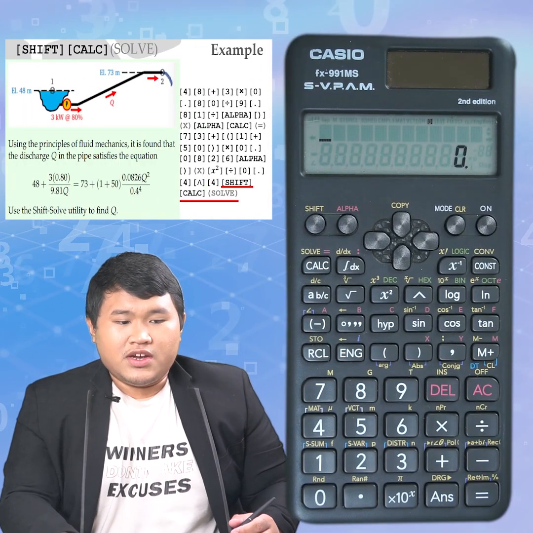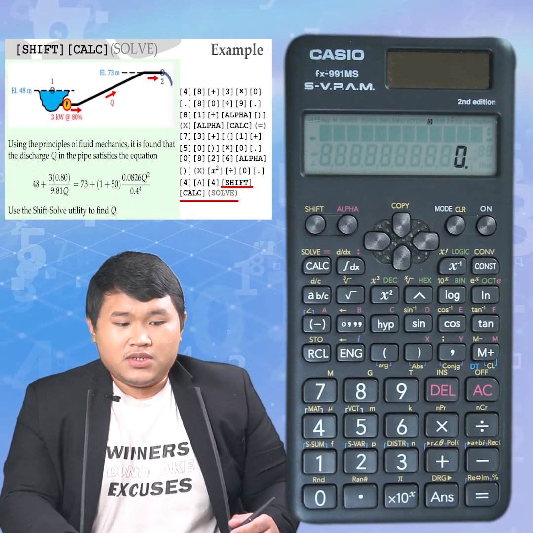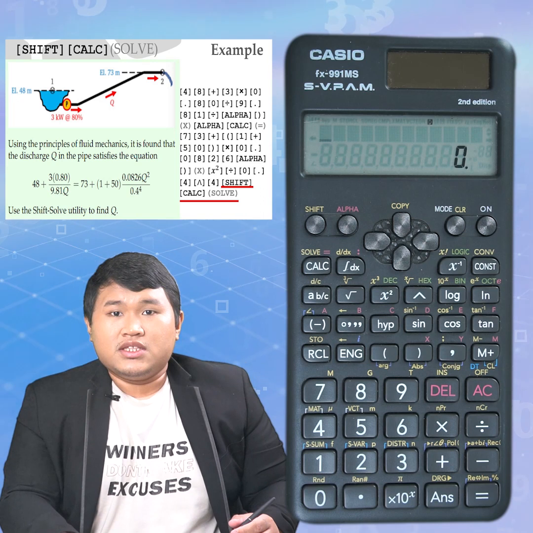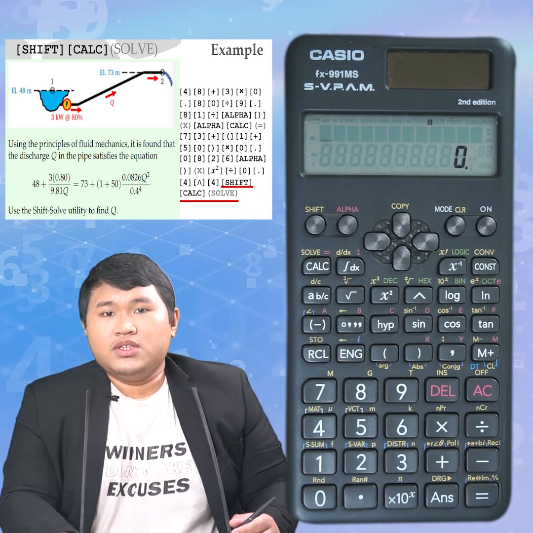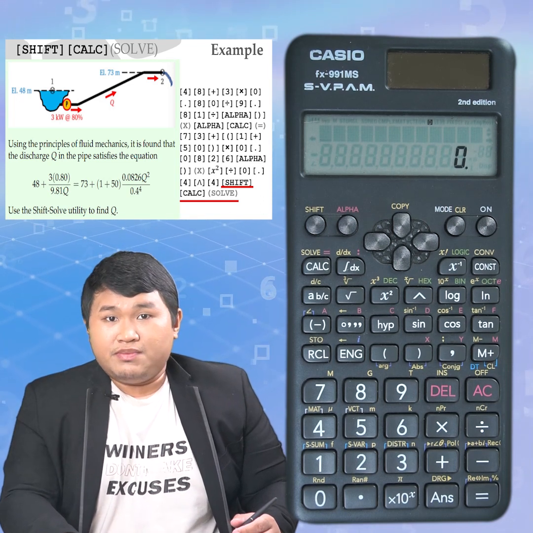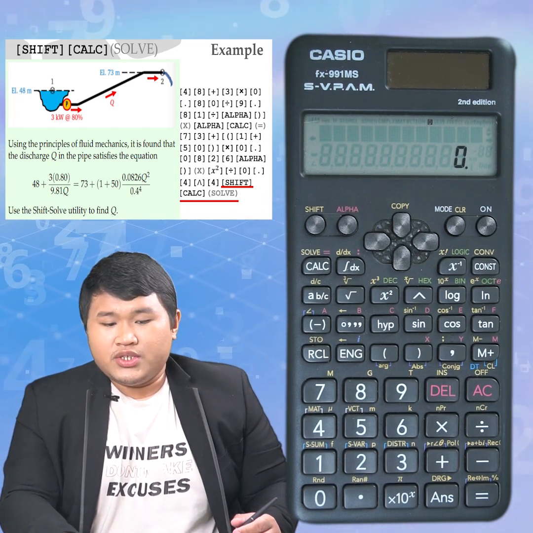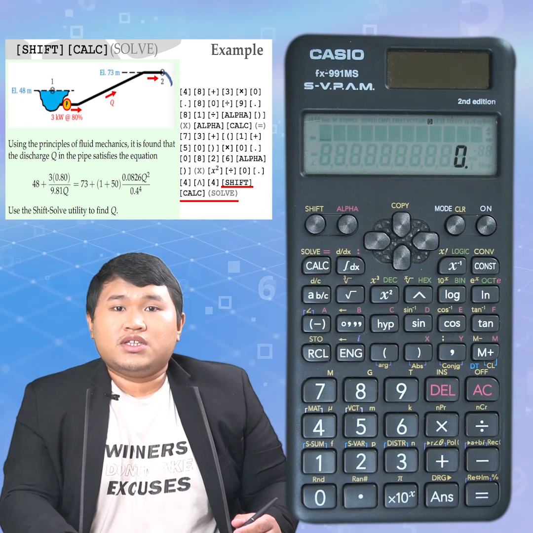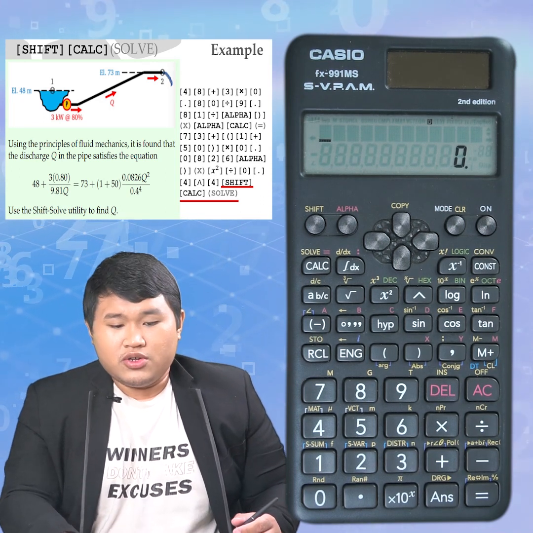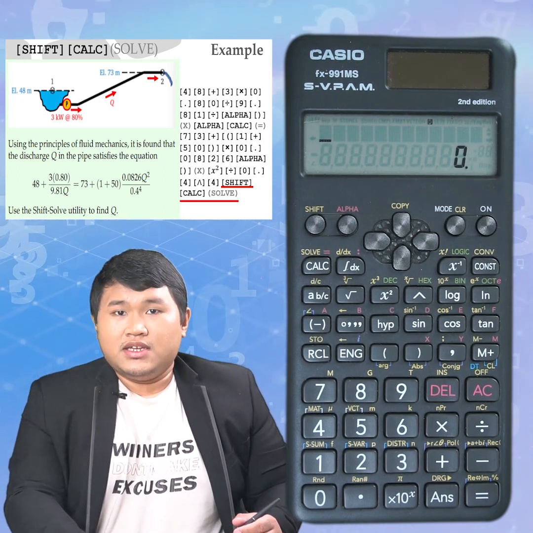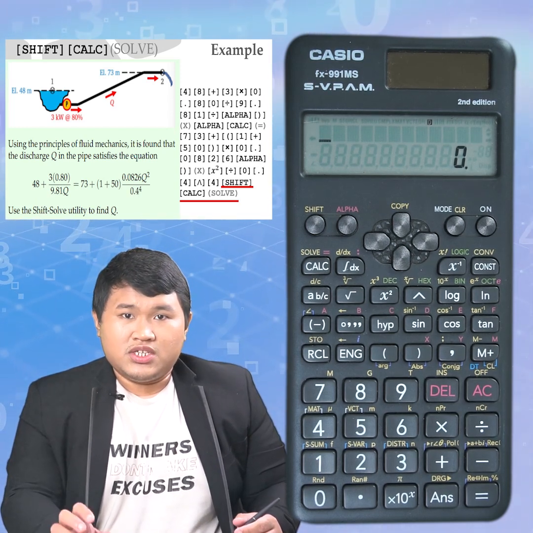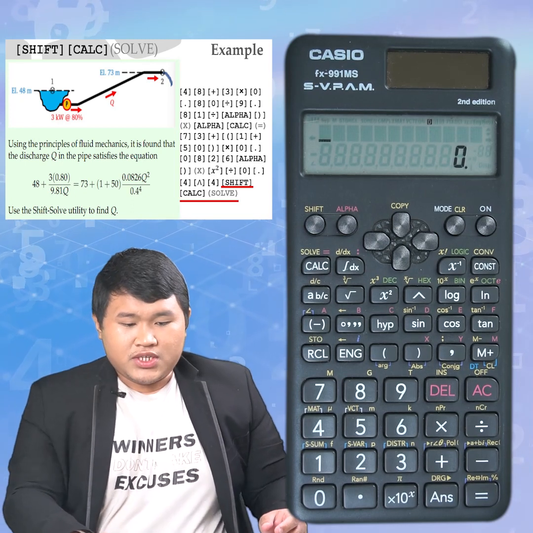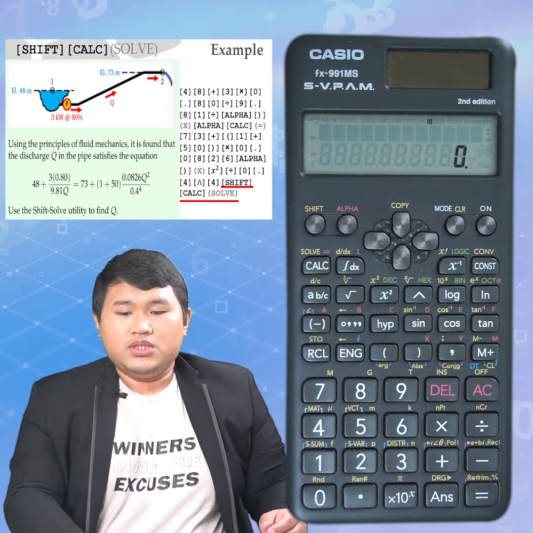Now let's have an example of how to use SHIFT-SOLVE. Let's have this one in fluid mechanics. Using the principles of fluid mechanics, it is found that the discharge Q in the pipe satisfies the equation shown on the screen. We are to use the SHIFT-SOLVE utility to find the discharge Q, expressed in meters cubed per second. To do that in COMP mode, we just need to enter the equation and then do the SHIFT-SOLVE key sequence. So first, let's input the equation, which is this one.